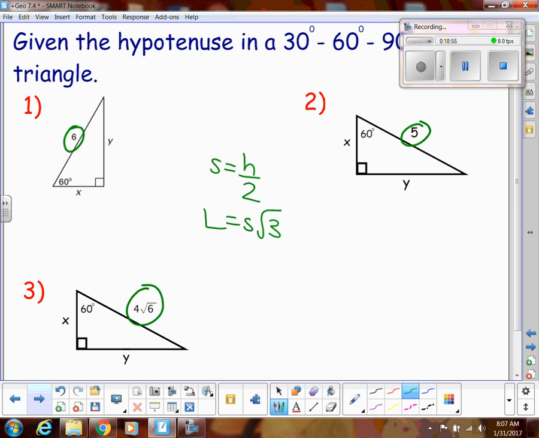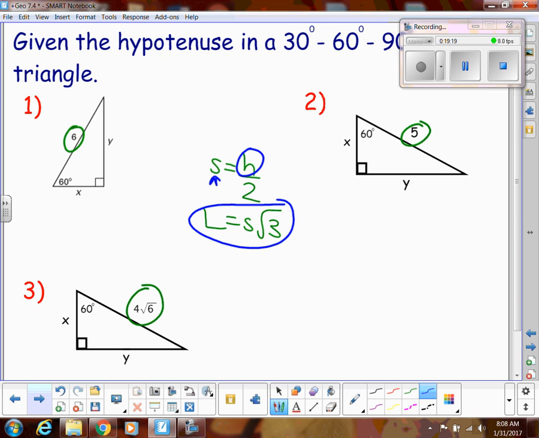So if you're not given the short leg, find the short leg first. In order to find the short leg, I'm going to half that, just like we talked about earlier. If I know the hypotenuse, to find the short leg, I'm going to take that hypotenuse and divide it by 2. Once I know that, then I can do the same thing we did to find the long leg.